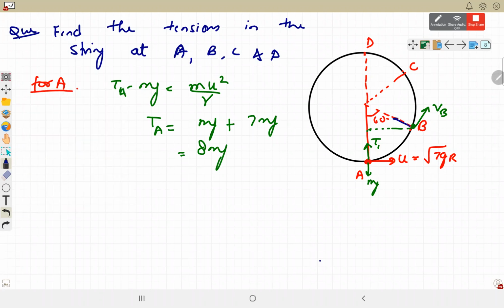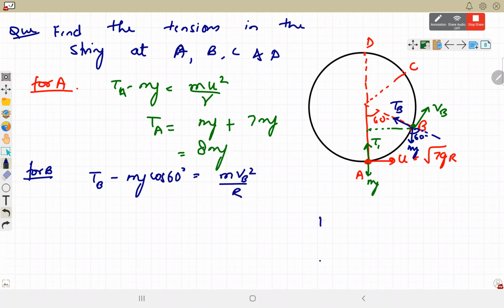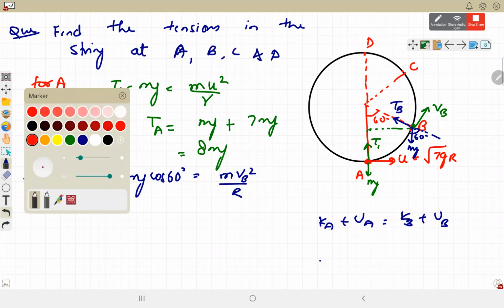So there is a tension at point B, mg vertically downwards, at 60. So when we calculate for B, tension at point B minus mg cos 60, that is the centripetal force equation, that will become mv square by r. Another equation is kinetic energy at A plus potential energy at A is kinetic at B plus potential at B. So these are the two equations that we will be using, which is sum of kinetic energy and potential energy is constant.